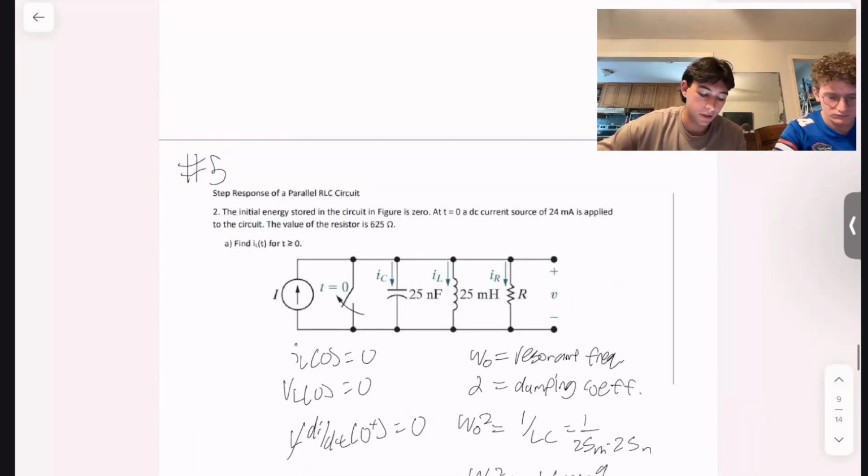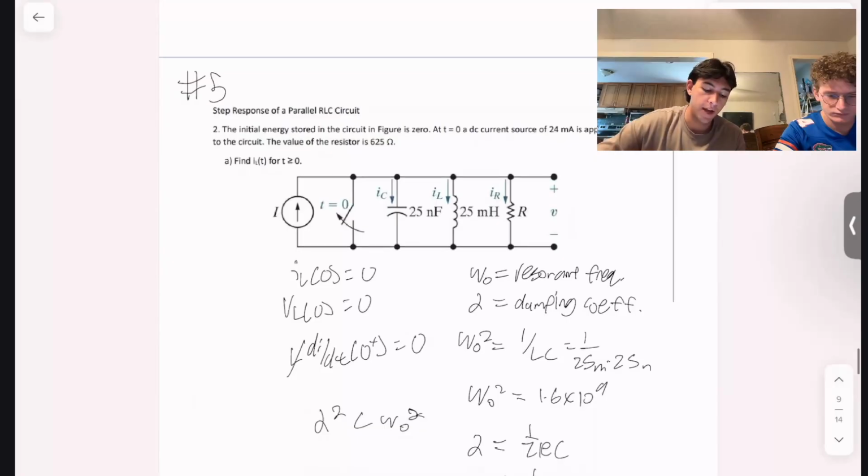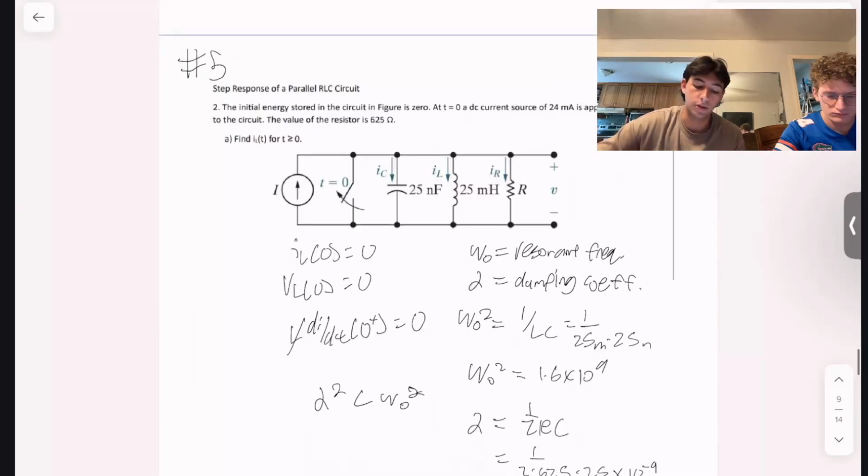That means the current across the inductor as well as the voltage across the inductor are both going to be equal to 0. Since we know the voltage is equal to 0, we can substitute V equals L di/dt. That will tell us that di/dt of 0 plus is also equal to 0. That's going to be useful later when we solve.